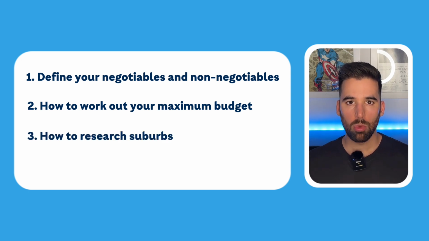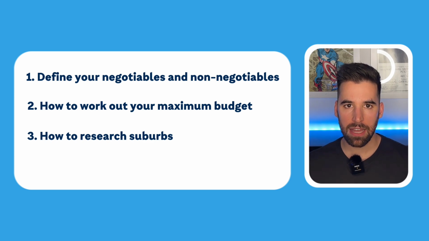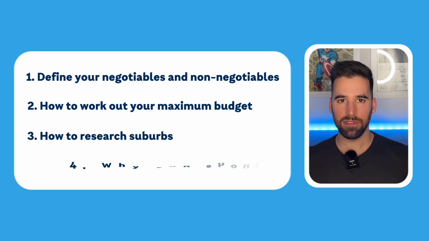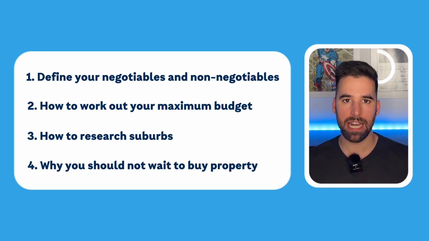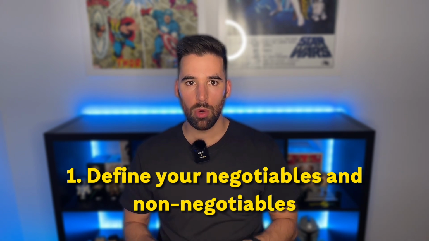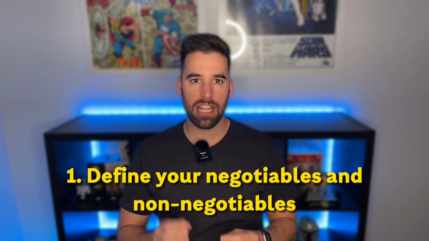Topic number 3 will show you how to research your suburbs based on the criteria that you worked out in topic 1 and topic 2. And the final topic, do not make the mistake of waiting to buy property if you can afford to buy right now. Let's kick it off with topic 1, which is defining your negotiables and your non-negotiables.